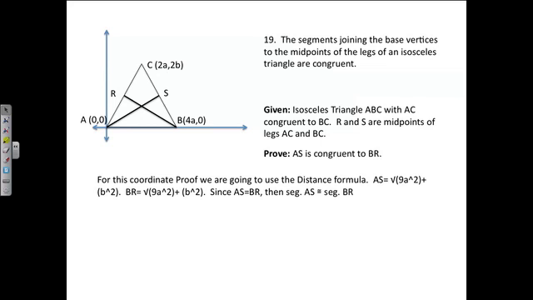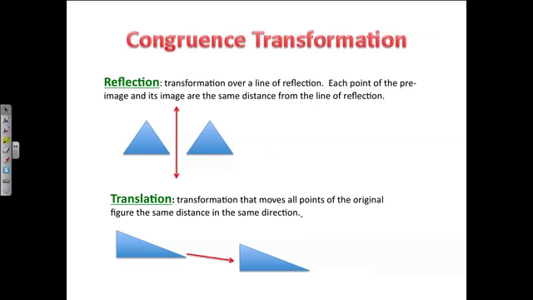For this coordinate proof, we are going to use the distance formula. AS equals the square root of 9a squared plus b squared. BR equals the square root of 9a squared plus b squared as well, since AS is equal to BR. Then, using the reflexive property, segment AS is congruent to segment BR. Moving on now.